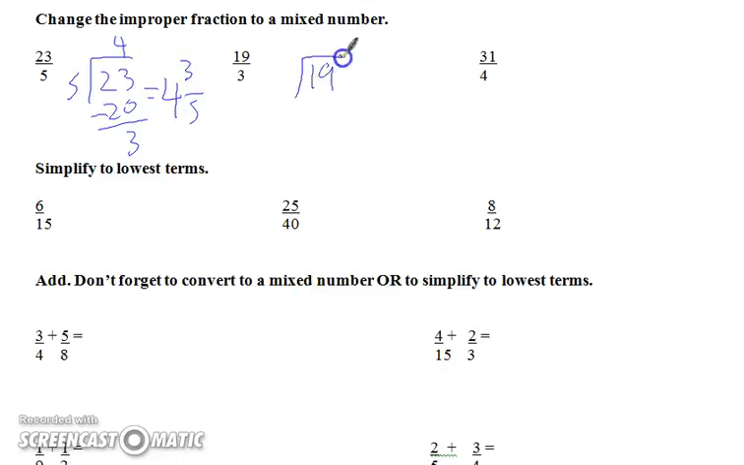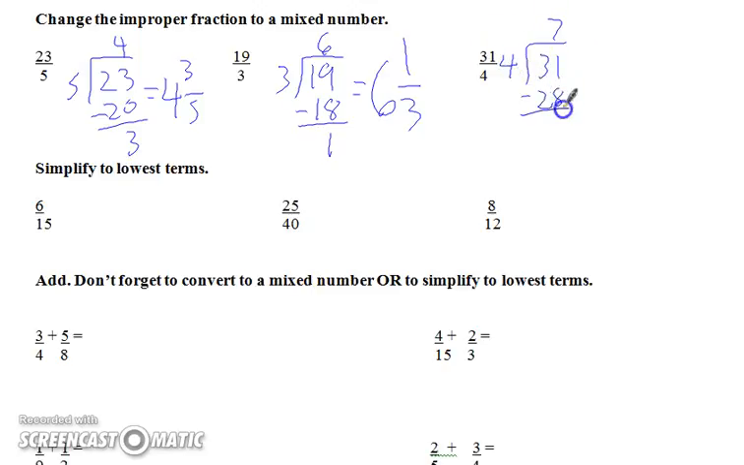19 thirds means 19 divided by 3. It goes 6 times. 6 times 3 is 18. Subtract, I got 1 left over. That's going to equal 6 and 1/3. 31 fourths. 4 goes into 31 7 times, which equals 28. Got a 3 left over, so that equals 7 and 3/4.